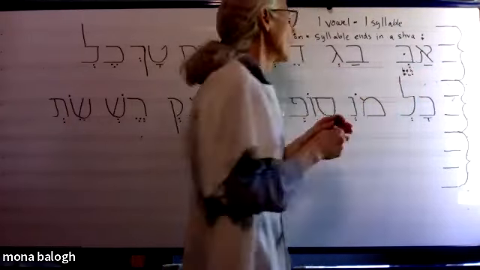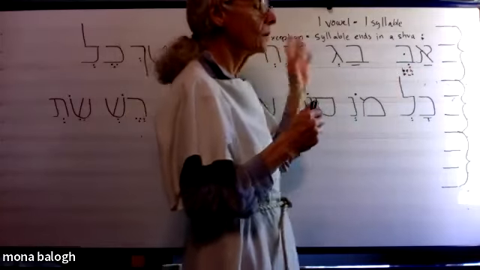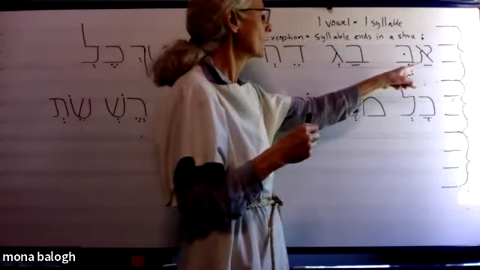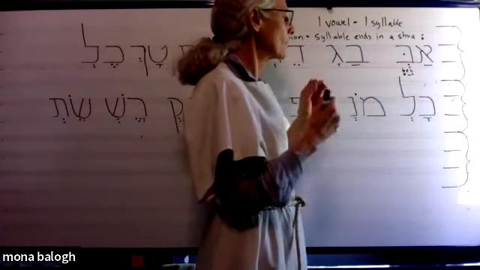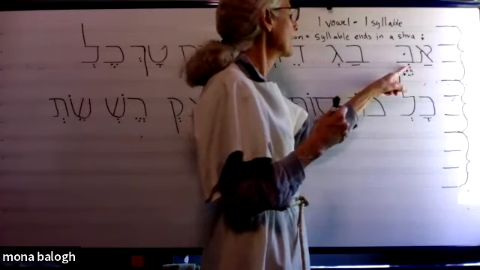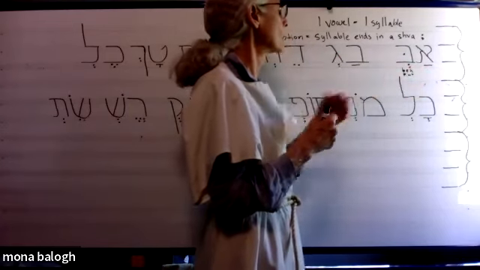All right, and you notice that before I put the shva in, we pronounced the syllable just the way I did with the shva. So don't be too confused. It's okay to pronounce it with just one vowel, one syllable. But if you want to, and it sounds correct, you can make that shva end the syllable.